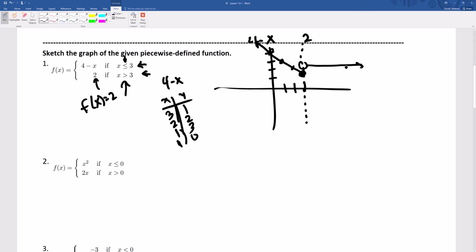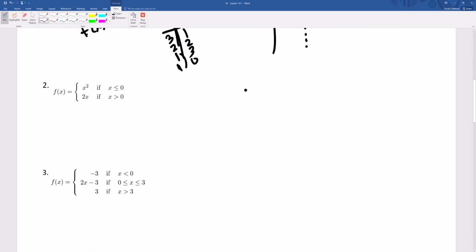Let's look at the next one. x squared and 2x. And it looks like at 0 is where everything's being divided at. So I'll switch the color. All right, so it's at 0. That's where everything's being divided at. So then on this side is x squared, and on this side is 2x. So we create a table for each one.